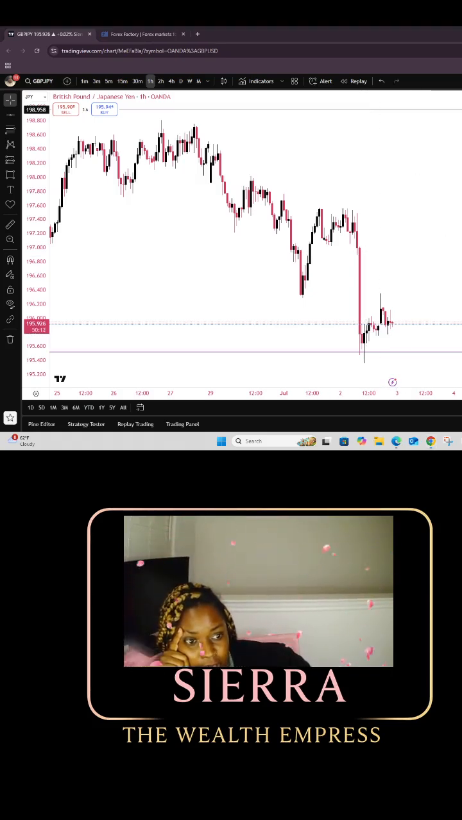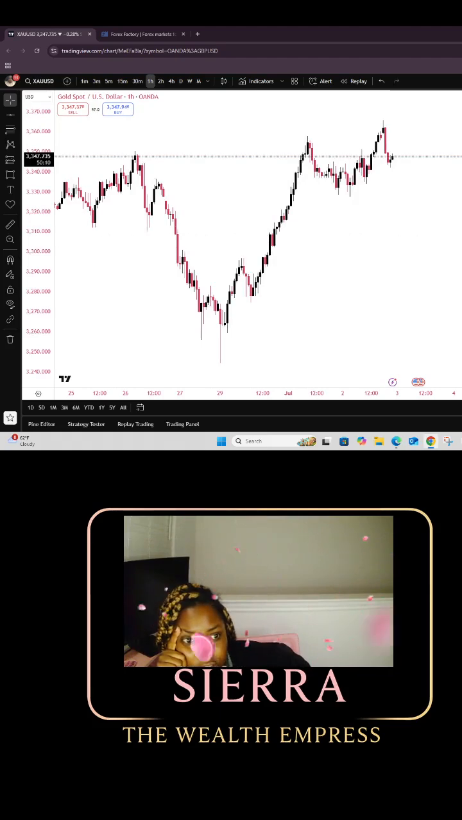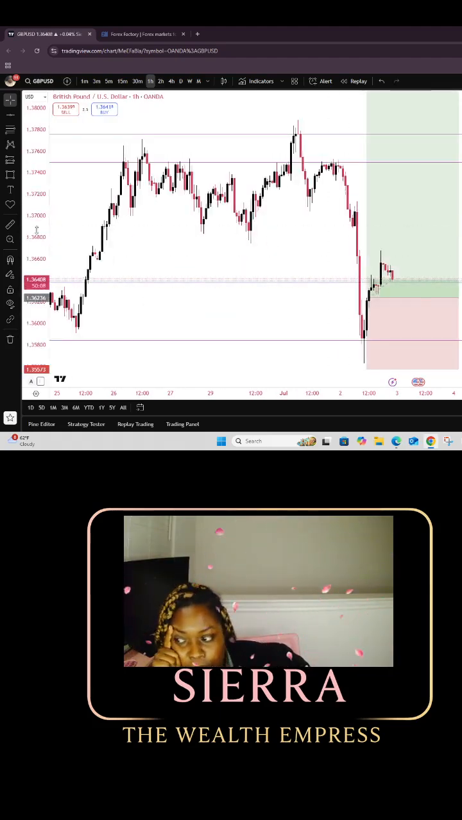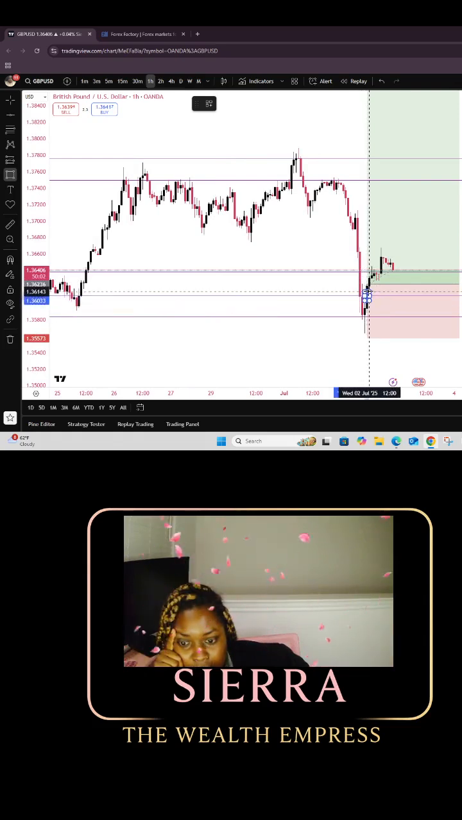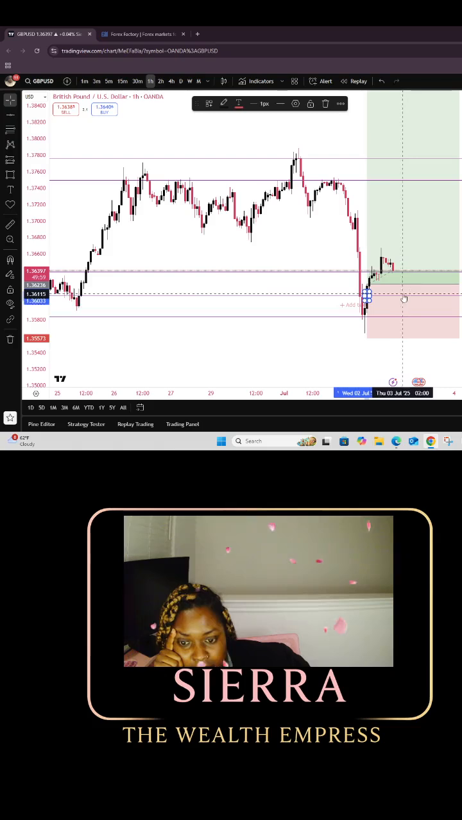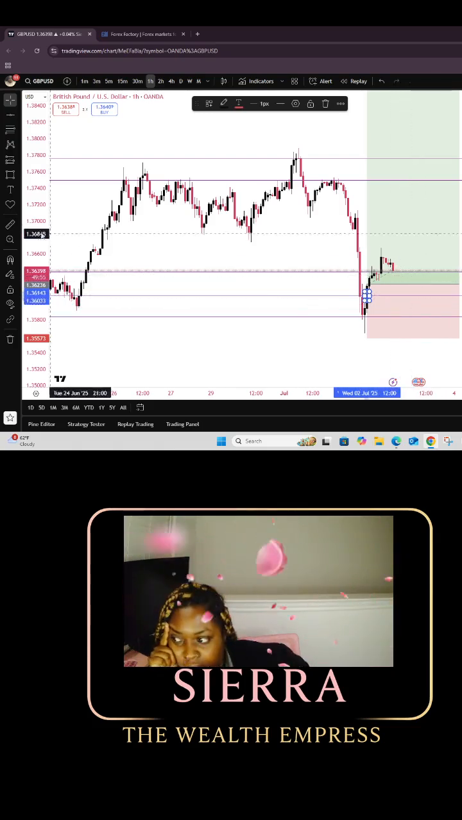I understand everybody wants to get in gold, but GU would be the better trade for me. And it looks like it's pulling back. There's a fair value gap right here. If price comes back to this fair value gap, this would be the better entry. If price does come back to this fair value gap, I'm going to get another entry and then put my stop loss below the wick, okay?